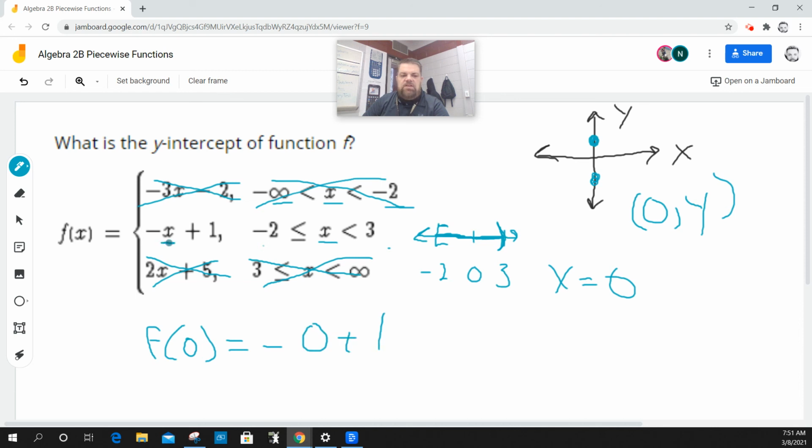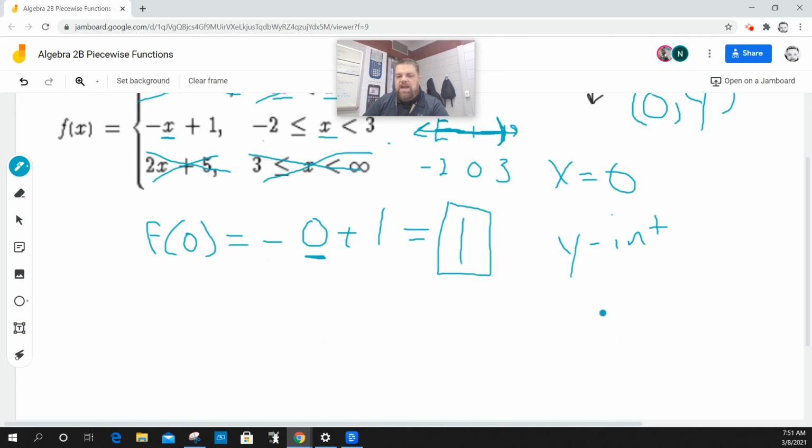this function here. Wherever there's an x, I plug in a 0. Well, -0 plus 1 is just a +1. That's it. The y-intercept occurs at x equals 0, y equals 1.